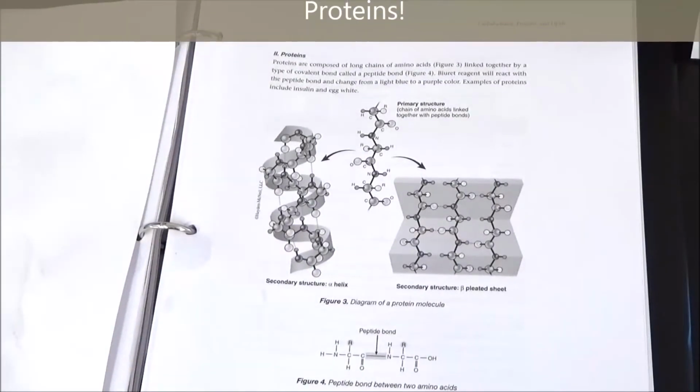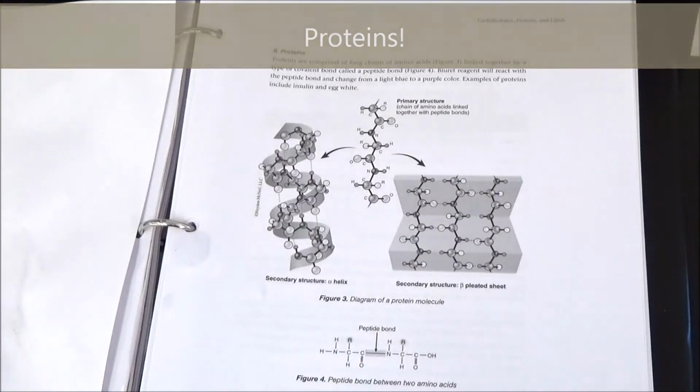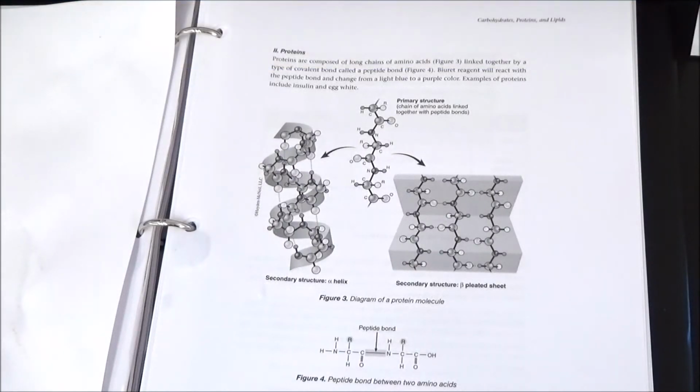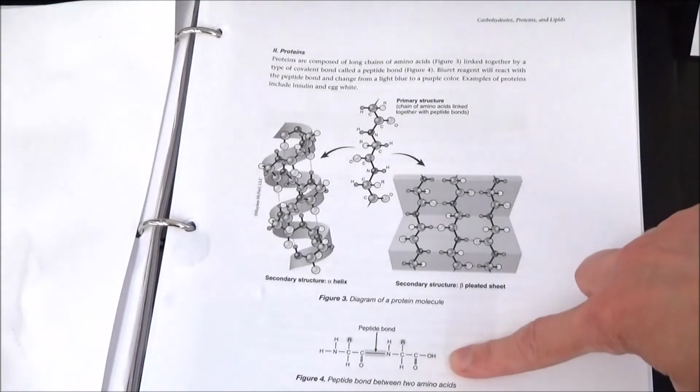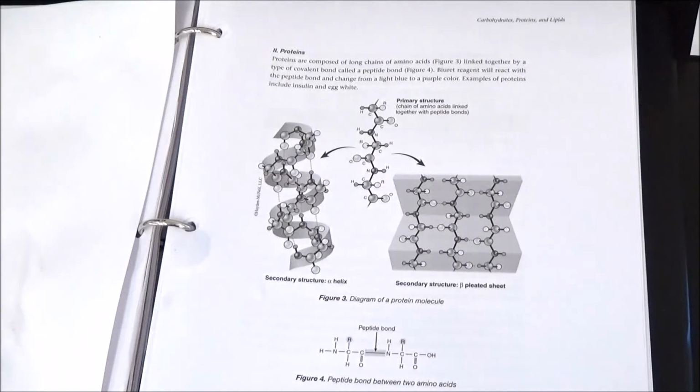Now we're going to test for proteins, our second category of organic molecules. Remember that proteins are polymers of amino acids, and those amino acid monomers are held together with a bond called a peptide bond, and our chemical reagent, Biuret reagent, tests for the presence of that peptide bond. So we're going to set up the experiment as described on the bottom of page 41 and on page 42.